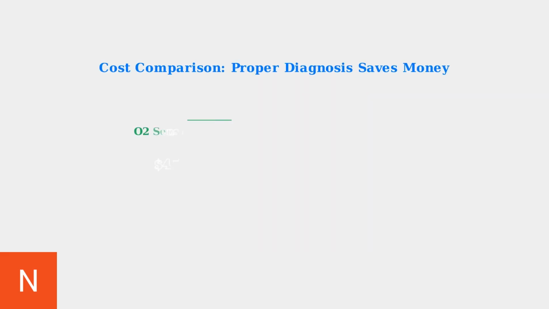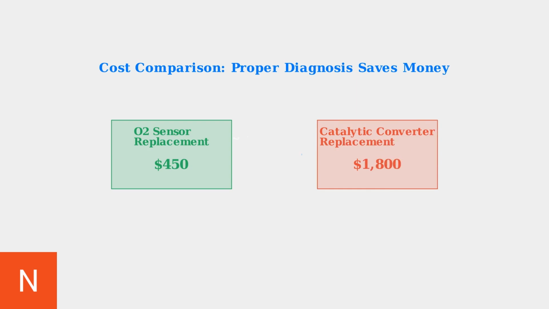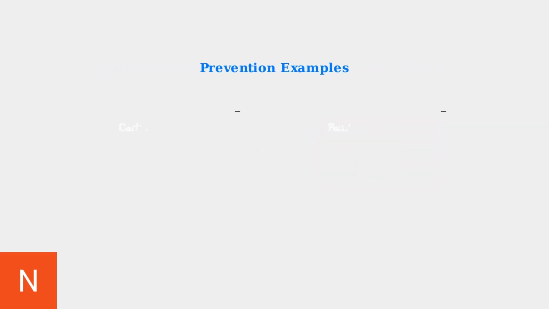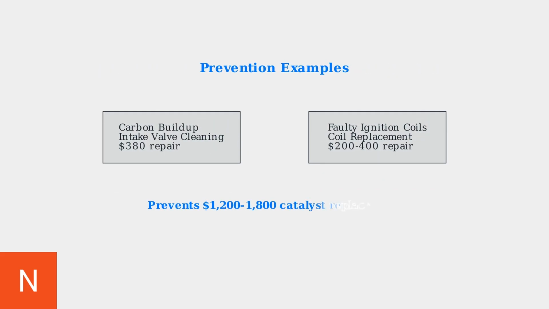Proper diagnostics can save significant money. For example, a contaminated oxygen sensor costs only $450 to replace, compared to $1,800 for an unnecessary catalytic converter replacement. Other common issues that can trigger P0420 codes include carbon buildup on intake valves and faulty ignition coils. Addressing these upstream problems prevents expensive catalytic converter damage and saves money long term.